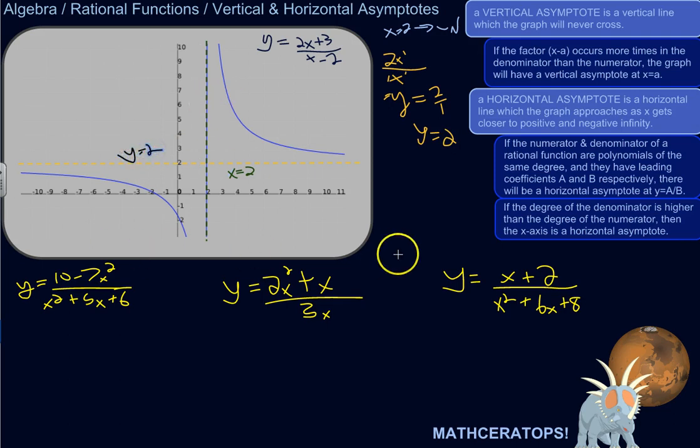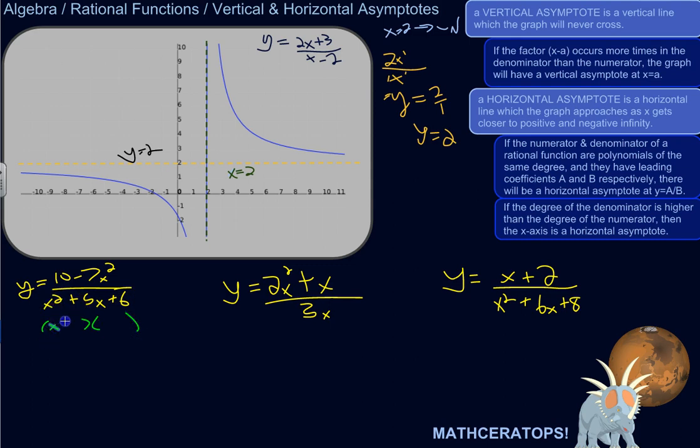Alright, so let's do some examples here and figure out if there's vertical asymptotes, and if so, where, and if there's horizontal asymptotes, and if so, where. Okay. So let's look at vertical asymptotes first. So we want to figure out what values of x would cause the denominator to equal 0. So we've got a second degree polynomial here, and so we can do like we do when we're solving quadratic equations. We could factor this.